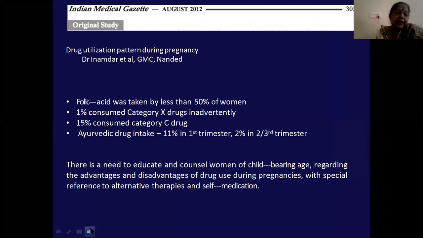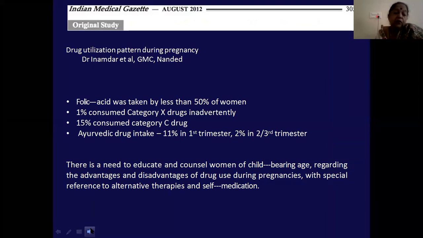There is an interesting study I came across on the drug utilization pattern during pregnancy. It was seen that folic acid, which is very important and which we always prescribe periconceptionally, was taken by less than 50% of the women. And 1% of these pregnant women inadvertently consumed category X drugs, and 15% consumed category C drugs.